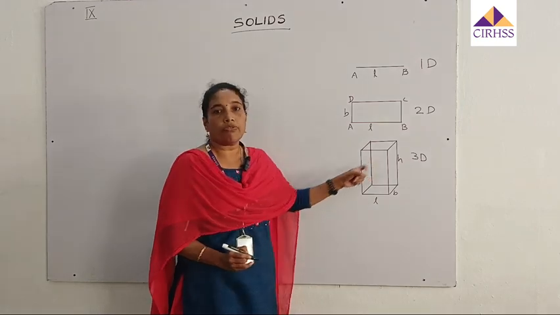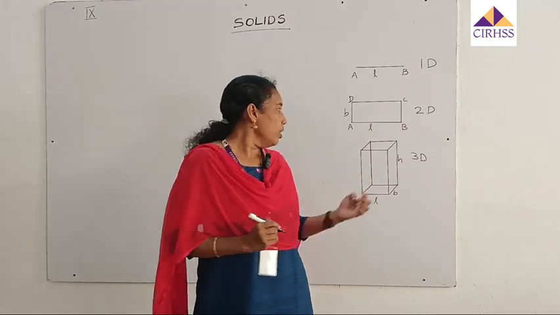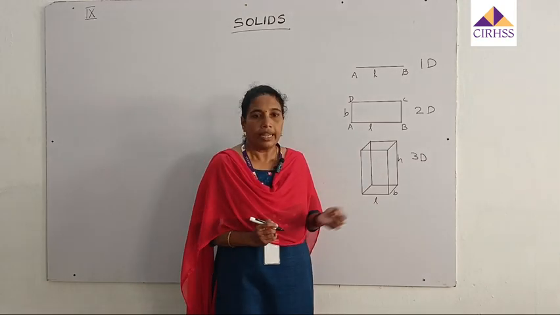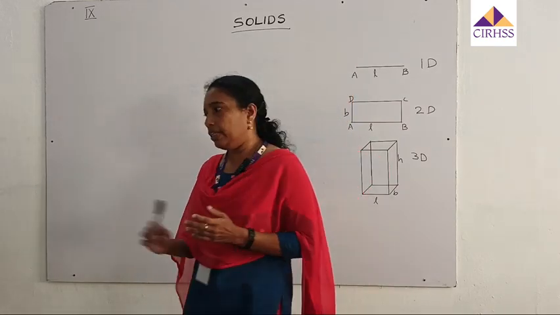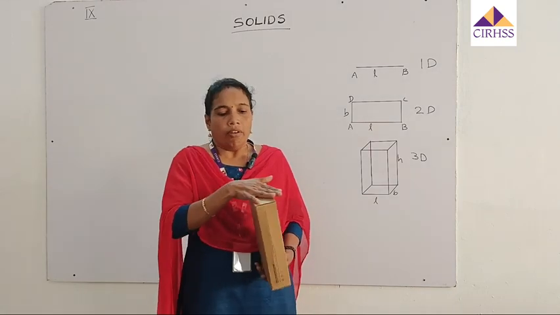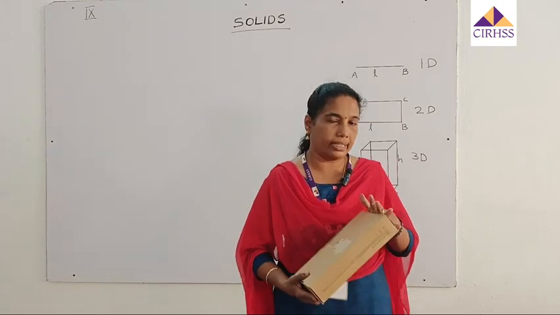And this figure is familiar to you. Do you remember, in class 6 we learned about this figure. What is the name of that figure? Yes, that is a rectangular block. In class 6 we learned. Okay. So in a rectangular block, what about the surfaces? All the surfaces are made up of rectangles.